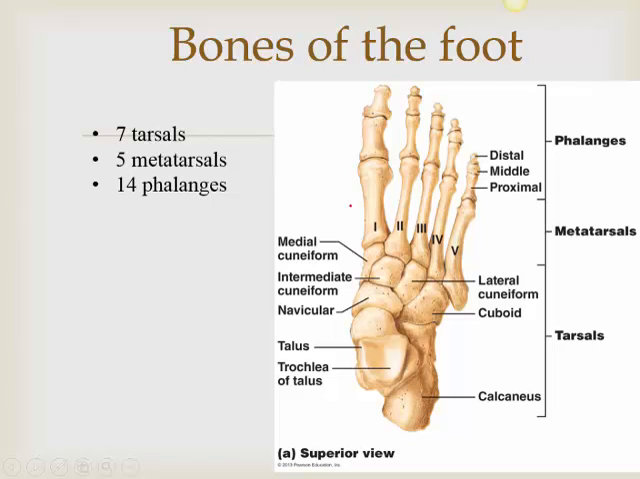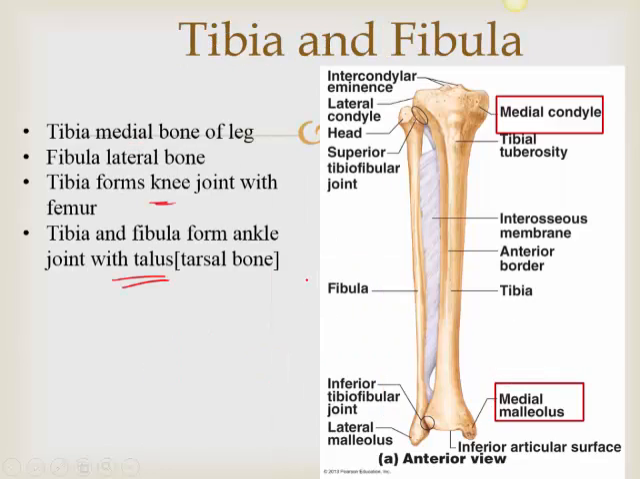When we look at the foot, it is very similar to the hand, except instead of 8 carpals, we have 7 tarsal bones, of which this huge tarsal bone is called the calcaneus, which you should know. The heel bone is called the calcaneus. And this bone which sits on top is the one which forms the ankle joint. The talus is the one which forms the ankle joint with the tibia and the fibula. So this is where the talus is present, forming the ankle joint.